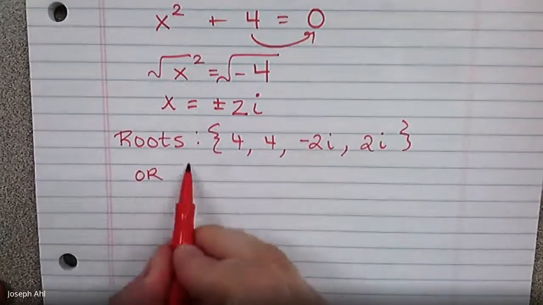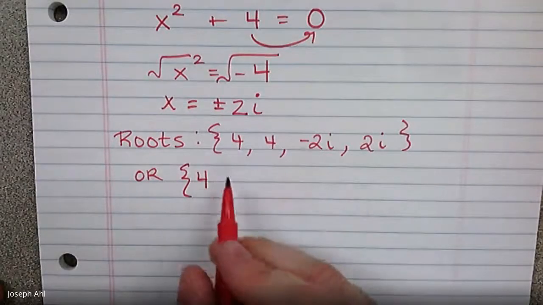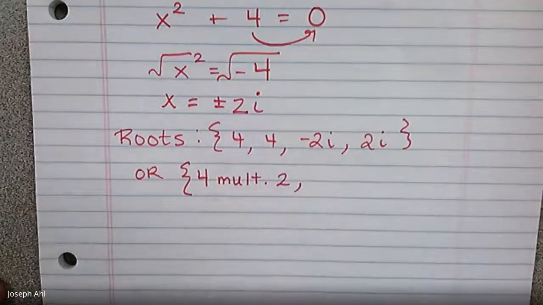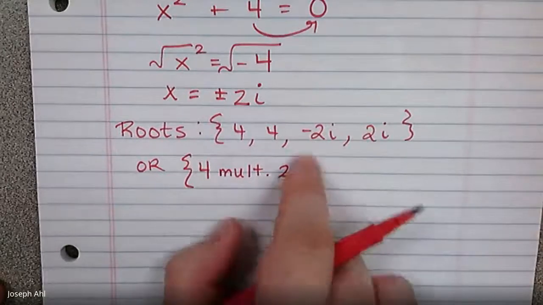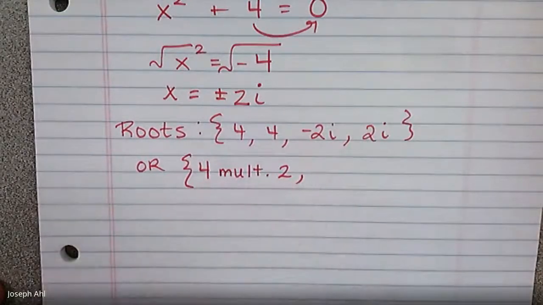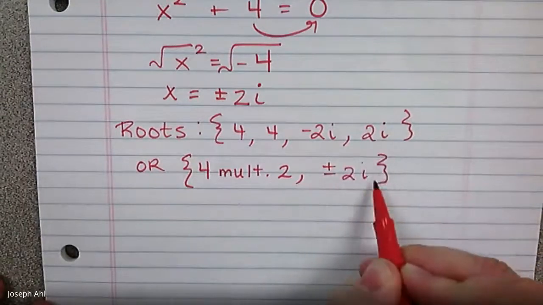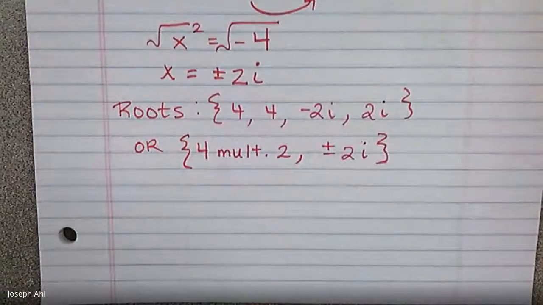Or if you wanted to get fancy, to say that 4 is a double root, sometimes you'll see it written as 4 multiplicity 2. Okay, so the term multiplicity just implies whatever the multiplicity is, that's a double root, or there's even something called a triple root. And if you wanted to combine the plus or minus 2i and write those together, you could do that too, however you like.